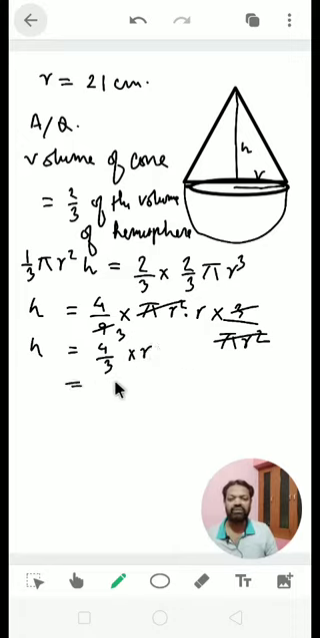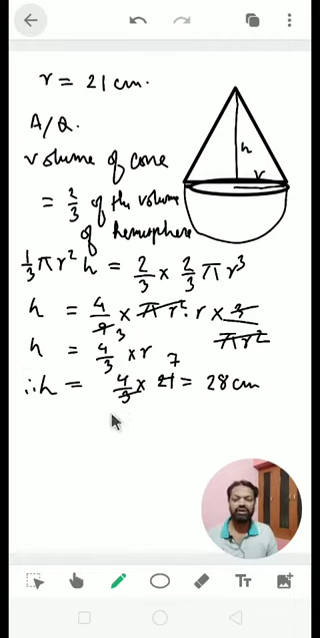So what is the value? 4 by 3 multiply 21, this is 7, so we get 28 centimeter. This is the height of the cone, right? So I have already got the height. Now we have to calculate the TSA of this toy. So for that purpose, we need to calculate the CSA of hemisphere and the CSA of cone.